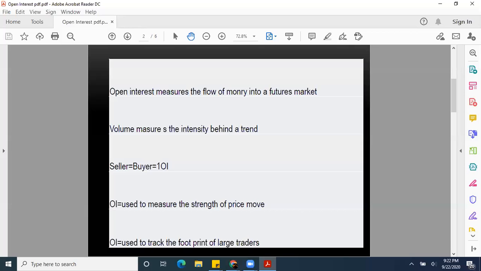So seller equals buyer equals one open interest, right? One open interest. On to the next slide now.